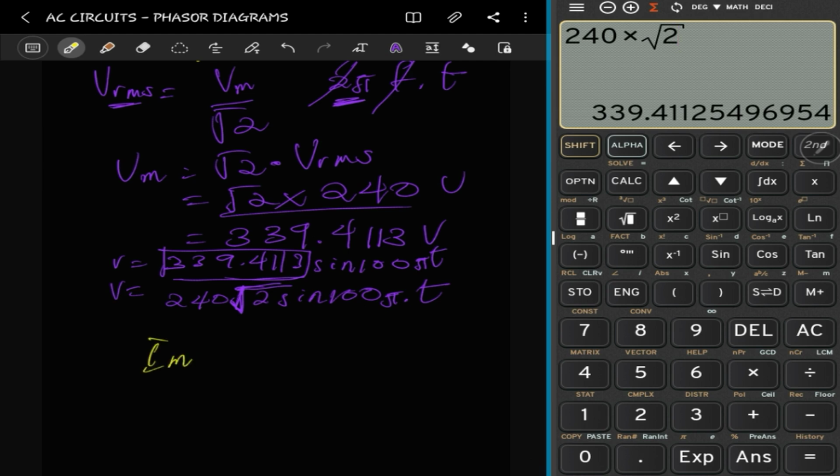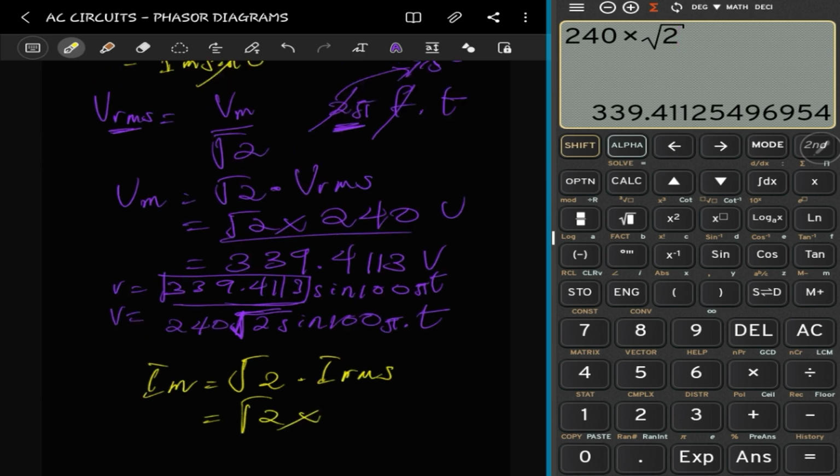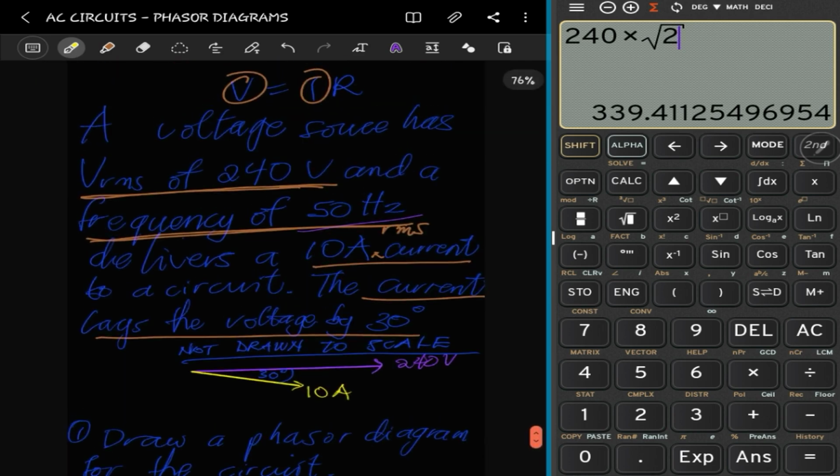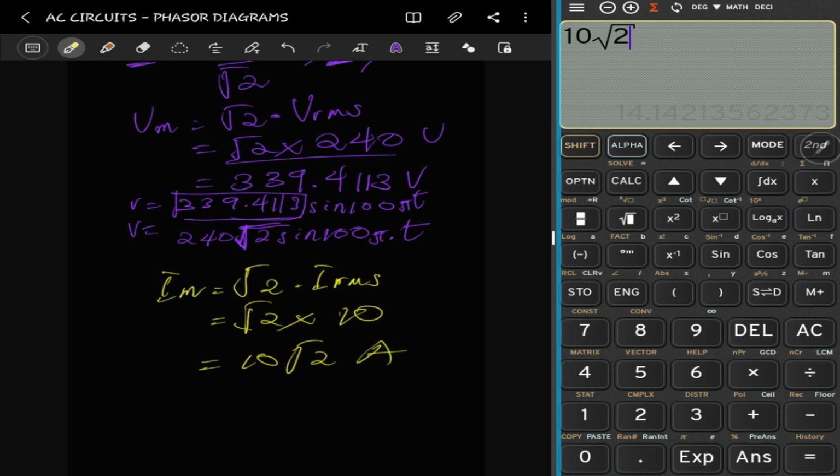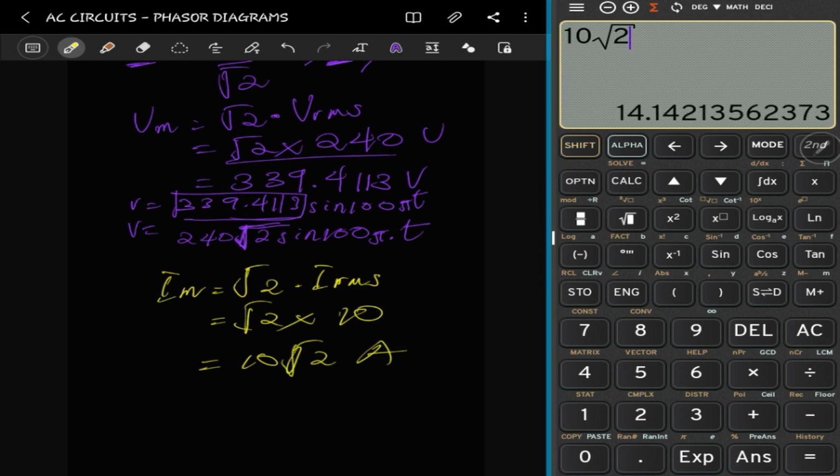So the Im will be, as we've seen, root 2 times the, sorry, not V, IRMS times root 2. And then we know the IRMS, which we were given in the statement, it was 10. So basically we end up with 10 root 2 amperes. If you want, you can change it to values, or you can leave it in this way. The one with the root is simpler.